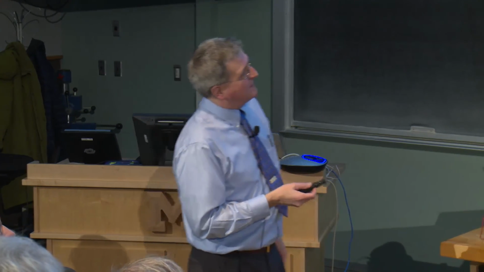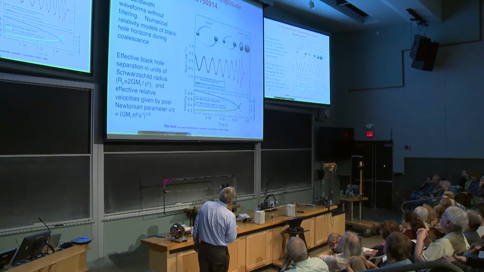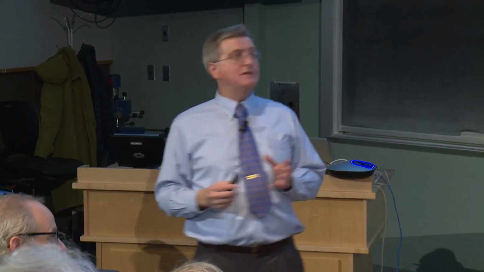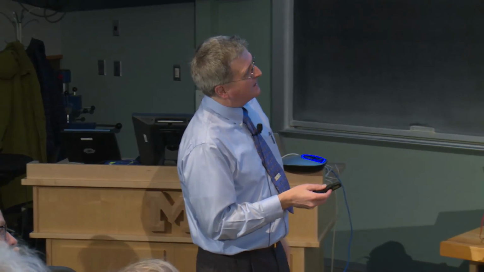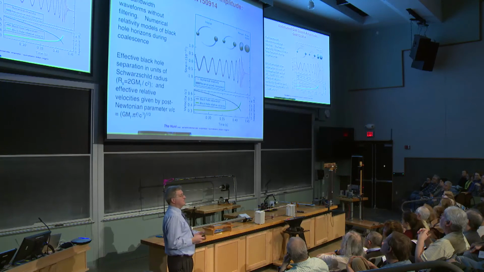Now, if you look down here at this bottom graph, this black curve, which corresponds to this right-hand scale, is showing you the separation between the two black holes in units of the Schwarzschild radius of the final black hole. And so these two objects are coming together, and when you get down to a little bit less than 1.5, they start merging together to form a single black hole.